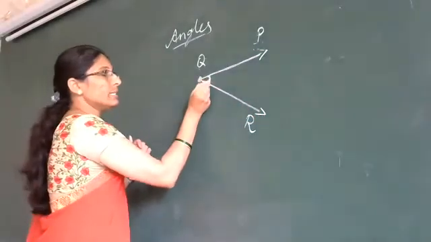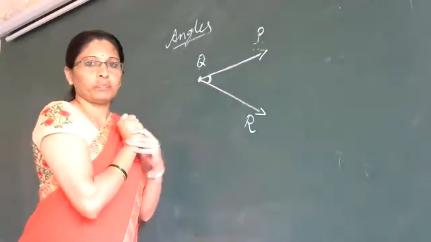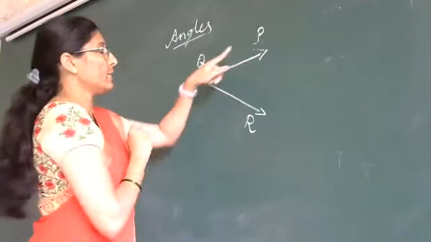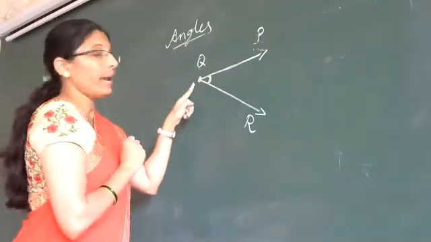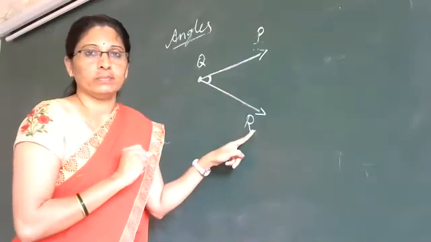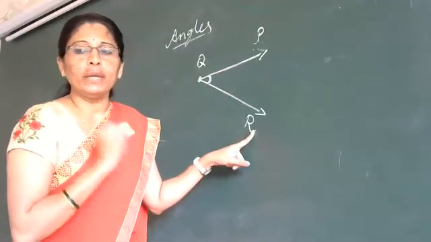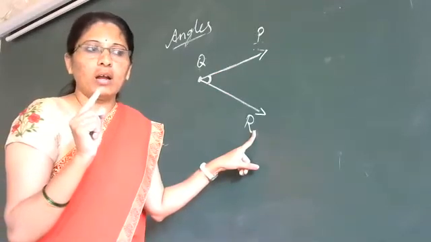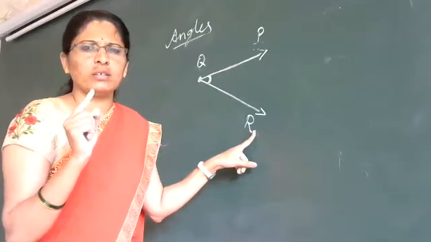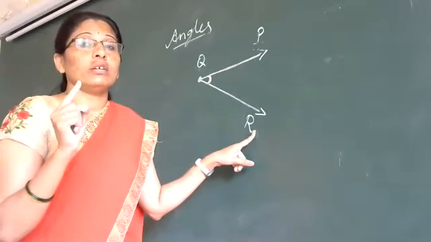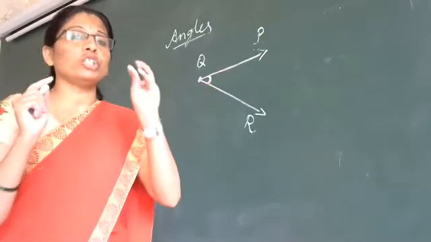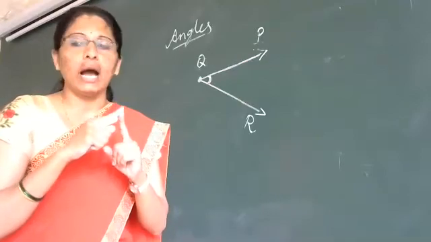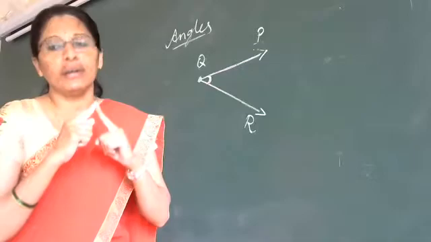So this angle, how is it formed? It is formed by two rays, ray PQ and ray QR. What do you mean by angle? You tell me first how it is formed. An angle is formed by joining two rays.